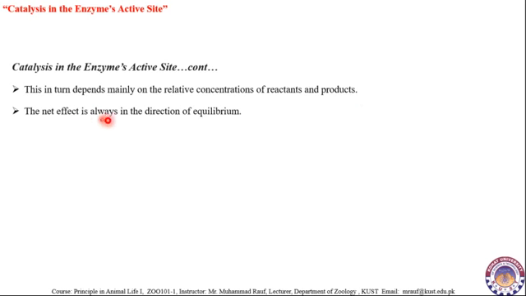The net effect is always in the direction of equilibrium. So if the concentration of product is higher and that of the reactants is lower, then the reaction will move in the backward direction. If the concentration of the reactants is higher and that of the products is lower, then the reaction will move in the forward direction, and this reaction will tend to achieve the state of dynamic equilibrium.